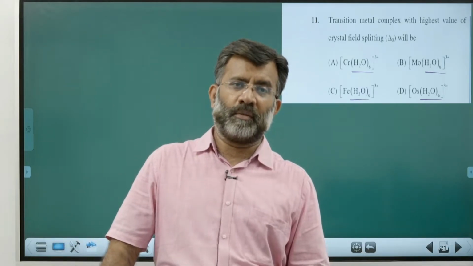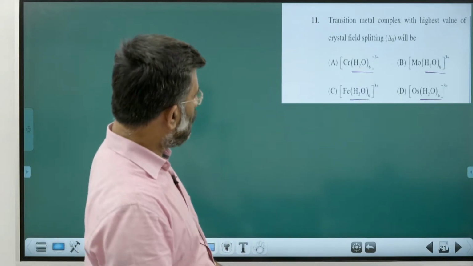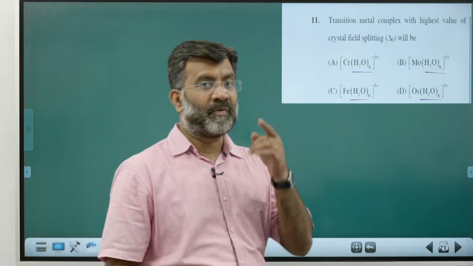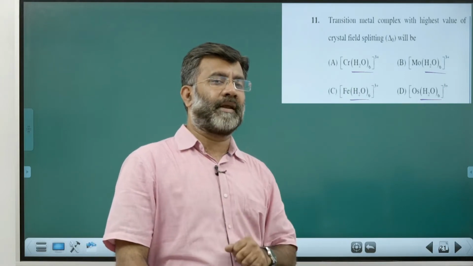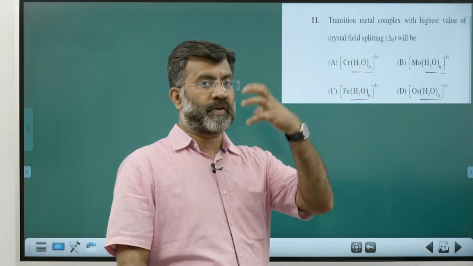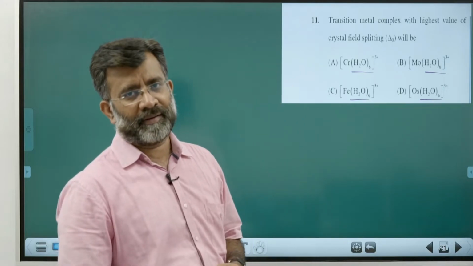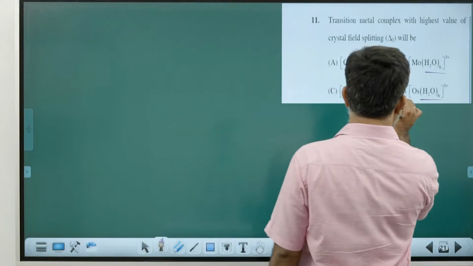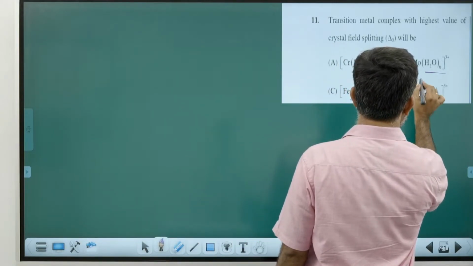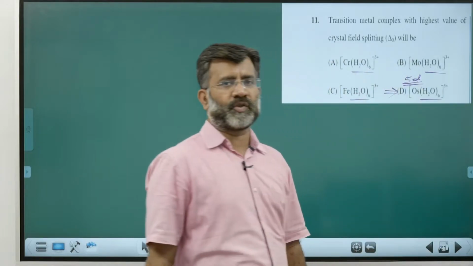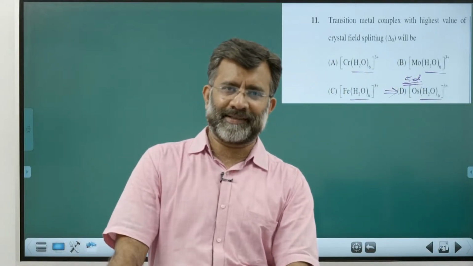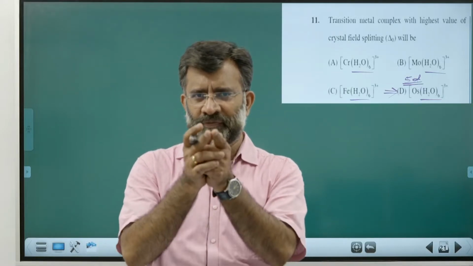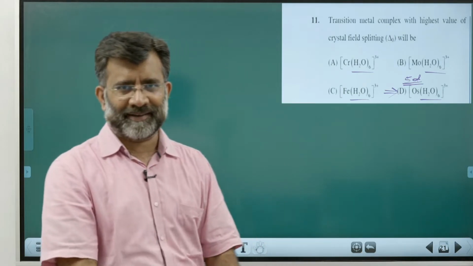So, for the aqua complex, which is more stable? Is it chromium, molybdenum, iron, osmium? Please understand, 5d metal ions will give you stable complexes when compared. So the aqua complex of osmium will be the answer, as it is a 5d series, the third transition series. You know, the third transition series has unexpectedly lower size because of lanthanoid contraction. Okay, next.